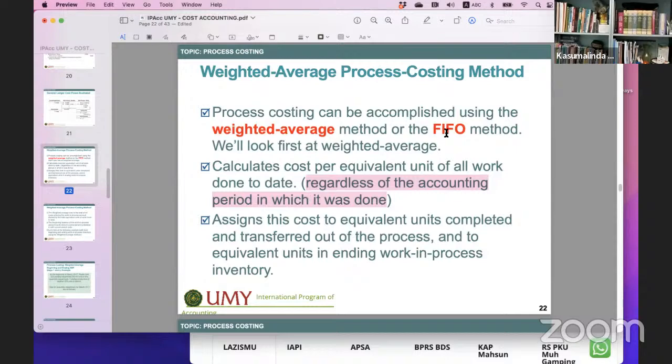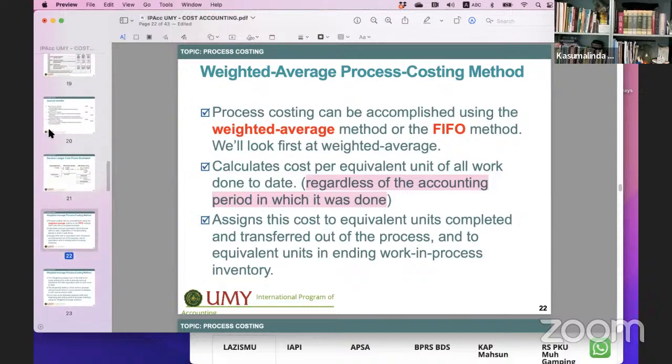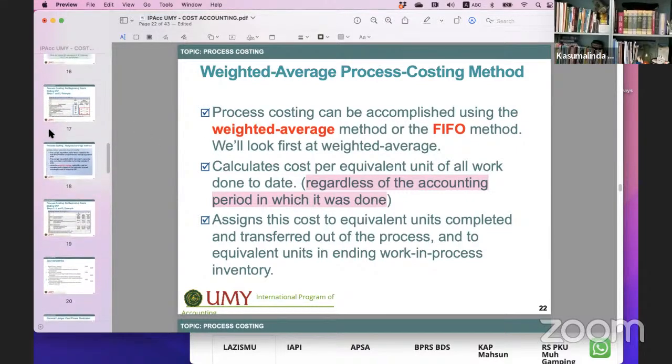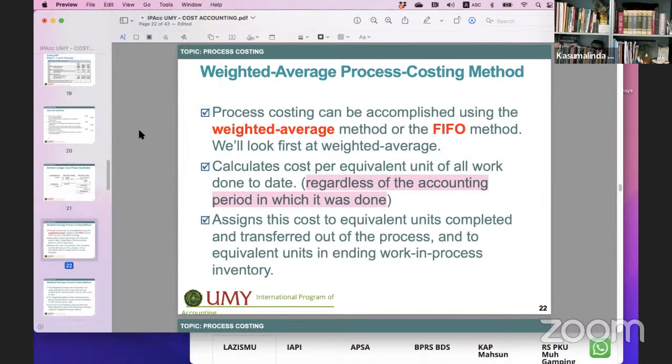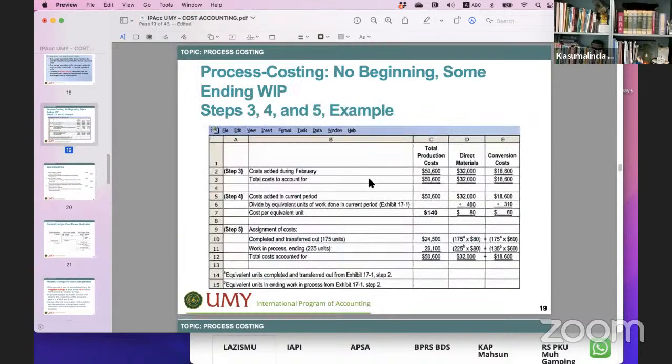But for FIFO, we will work it differently. In the FIFO method, the cost per equivalent unit will only be calculated for the current period's work. So please try to differentiate how we calculate the cost per equivalent unit. But as we discussed just now, the example that we have looked at before used the weighted average method, where we calculate the cost per equivalent unit here.